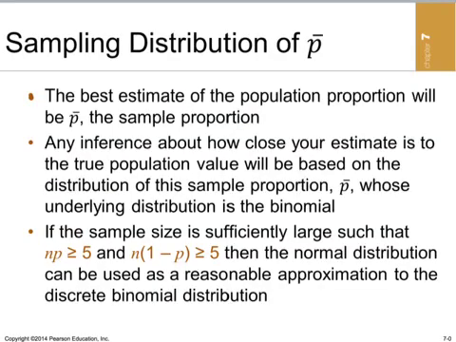So examine the nature of the sampling distribution of P bar. The best estimate of the population proportion will be the sample proportion that we obtain, P bar. Any inference about how close the estimate is to the true population value, that is pi, will be based on the distribution of the sample proportion. So the sampling distribution of P bar, whose underlying distribution is generally a binomial distribution. Now let's just think about the attribute, this idea of the attribute. P bar, or P, is the probability that we have the attribute or not.